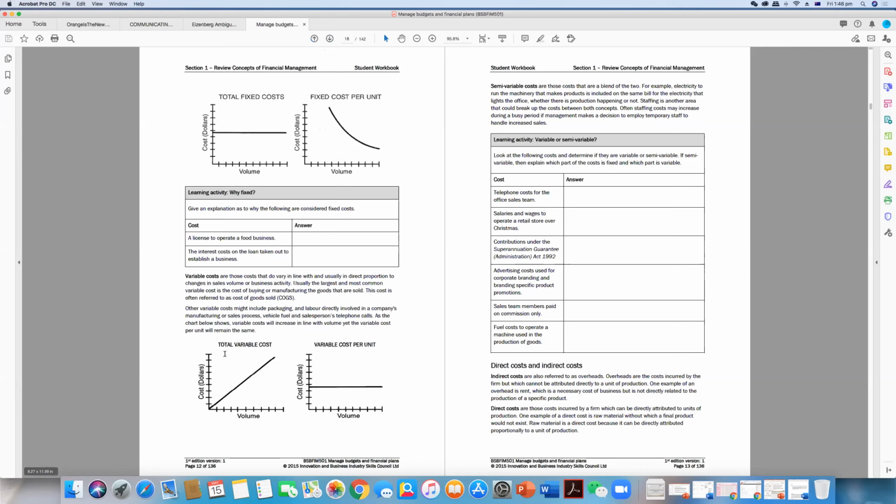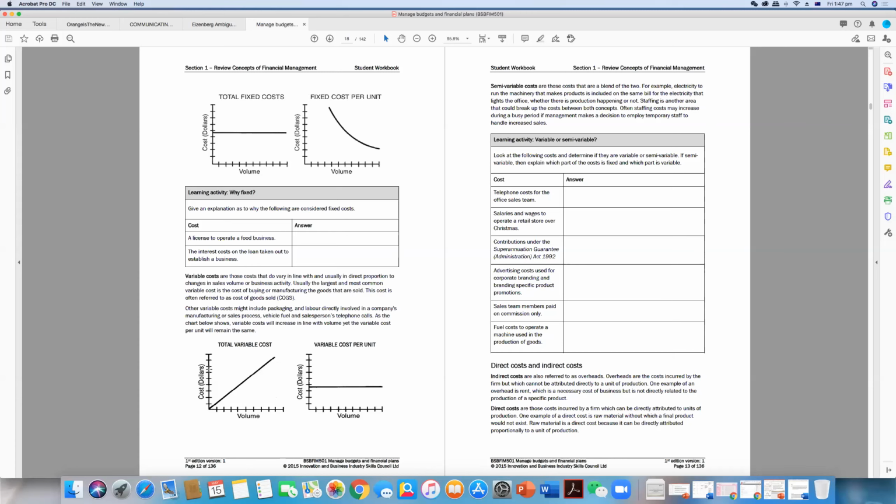And the variable costs are those costs that do vary in line with, and usually in direct proportion to, a change in sales volume or business activity. Like the buying or manufacturing of the goods that have been sold, like your raw material, or your packaging. For every package, you pay the same thing, right? So variable cost per unit is the same, but total variable cost will increase, because if you produce more, you will spend more on all the packaging of the product. You package more when you sell more, right?